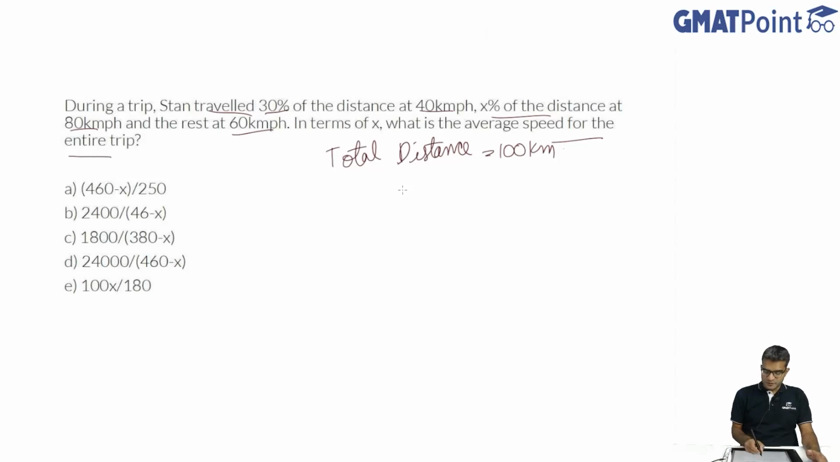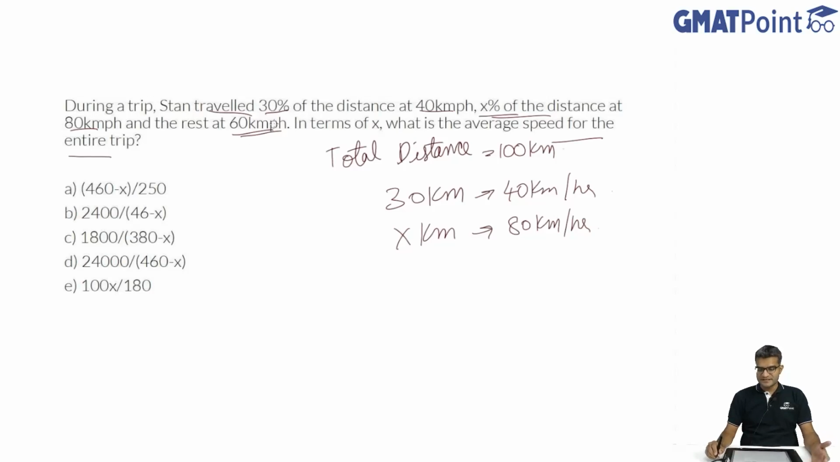30% of this distance would be 30 kilometers. This he traveled at 40 kilometers per hour. X% of the distance would be X kilometers. This he traveled at 80 kilometers per hour. And the rest he traveled at 60 kilometers per hour. What is the rest? That is 100 minus 30 minus X, which is equal to 70 minus X kilometers. So 70 minus X kilometers, he traveled at 60 kilometers per hour.